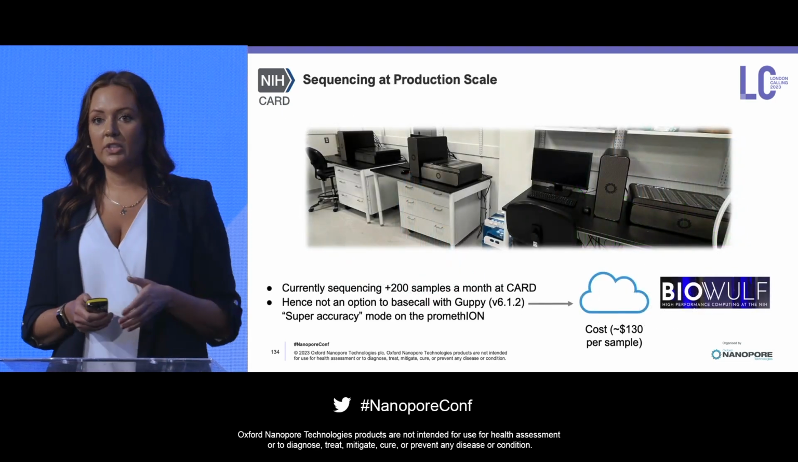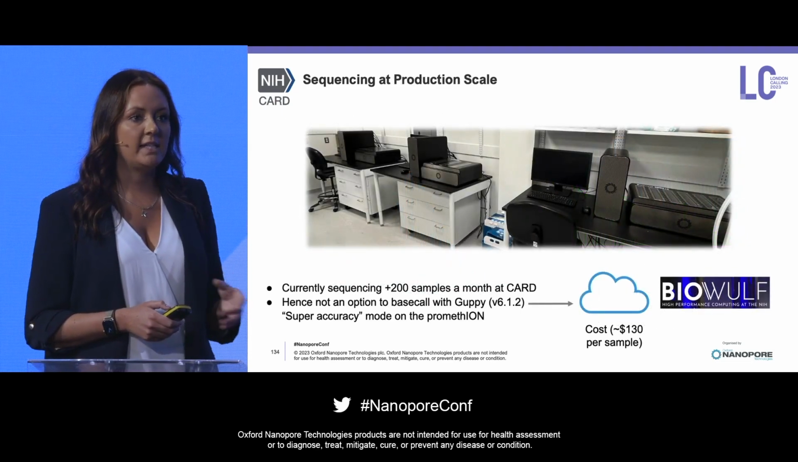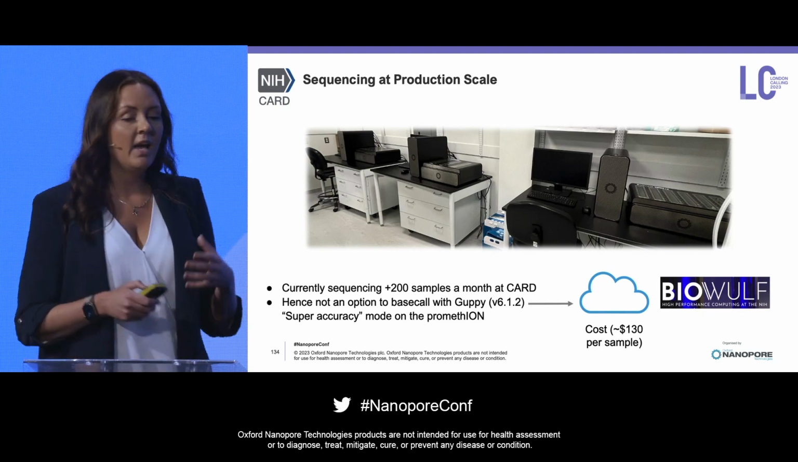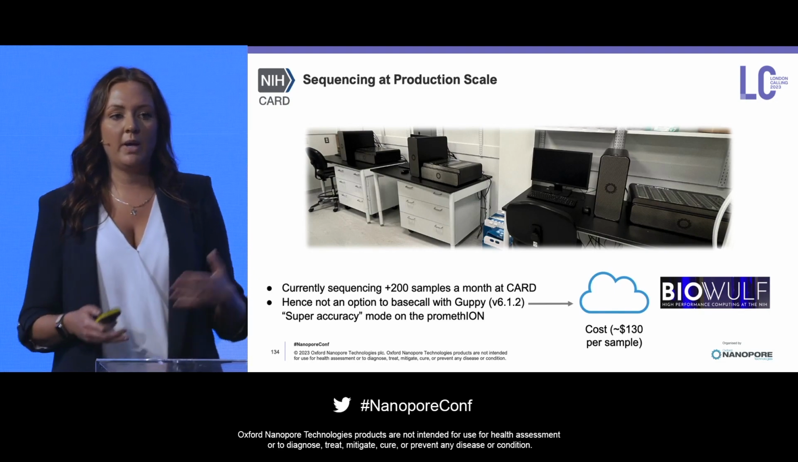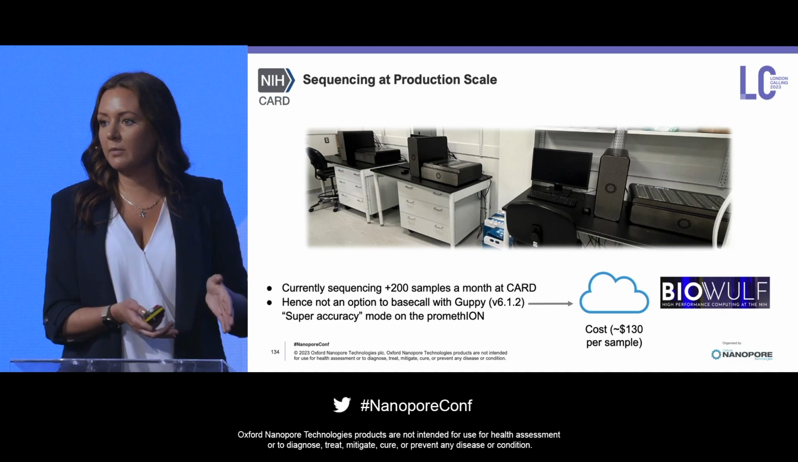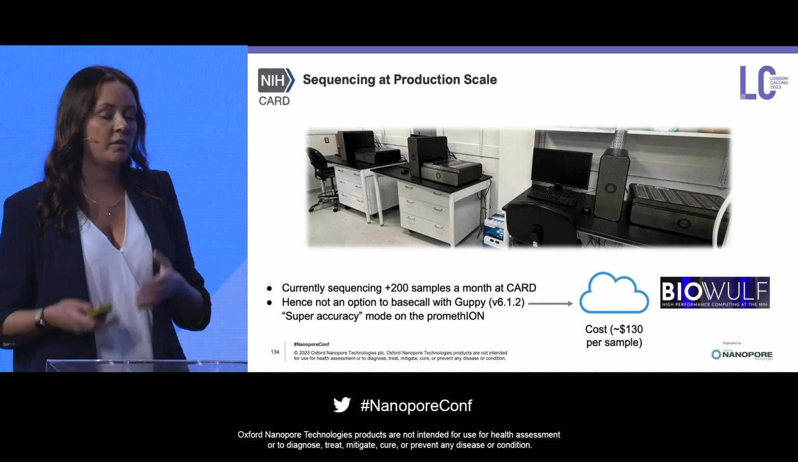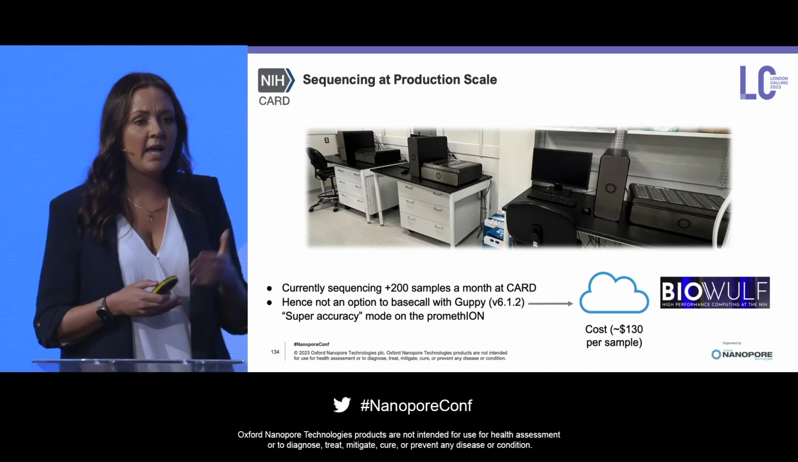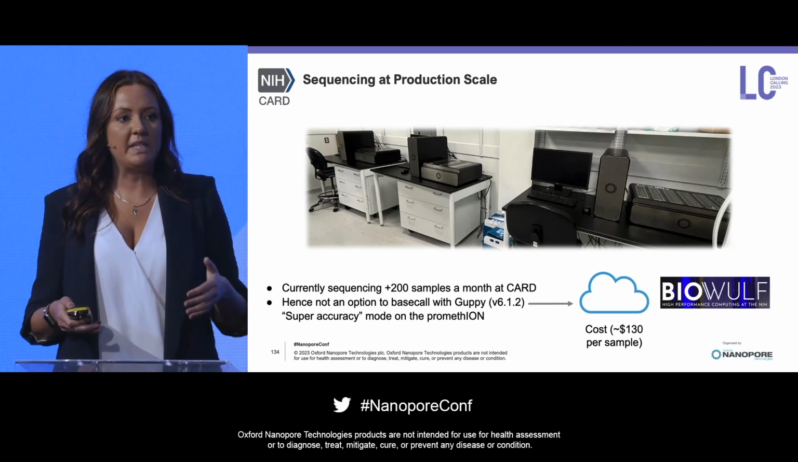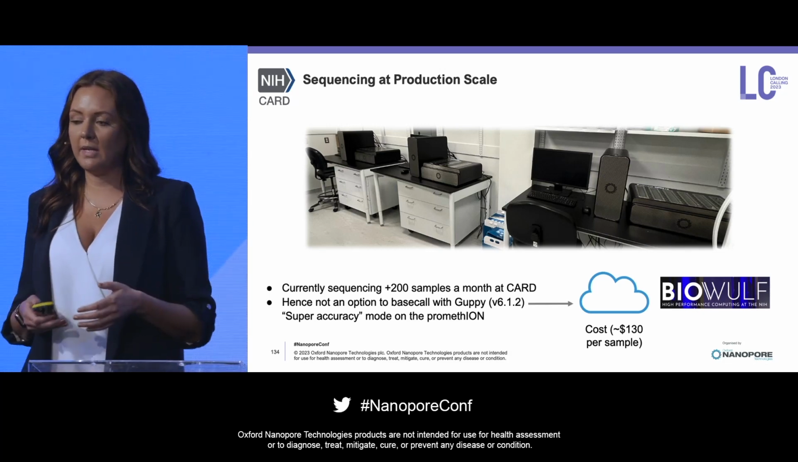We're really fortunate at CARD, so we've got 2 P48s and a P24. We've been really gearing up, so how do we go from sequencing a couple of 100 samples in a year to a couple of 1,000, to more of a production scale? Through that work, we're now at a point where we can sequence quite comfortably about 200 samples a month.